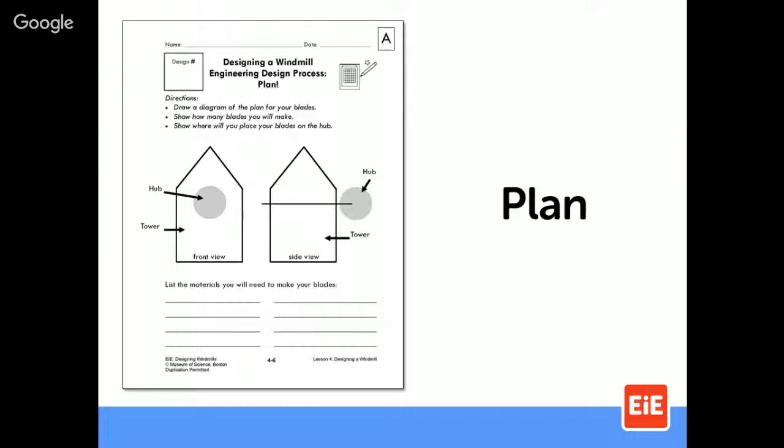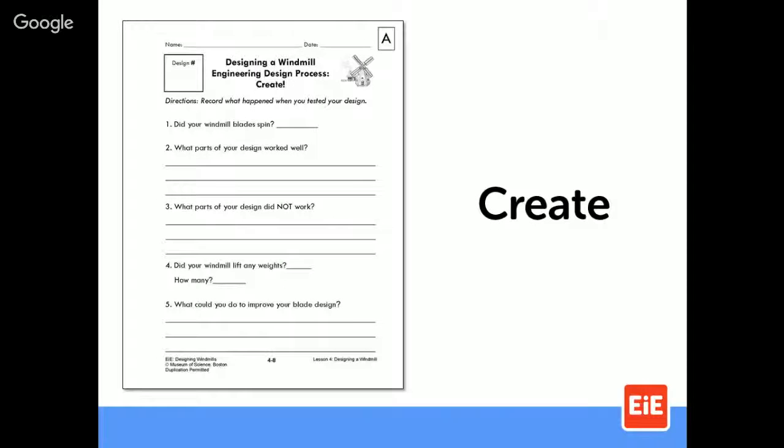So there are some pages in the plan. There's a few different views of the windmill, and so they can draw what their blades will look like, as well as listing out the materials. They will only be designing one windmill for the group, so this is where they need to decide how to collaborate and come up with one idea to test. And the create page is where they will record all of the results after they've tested it.